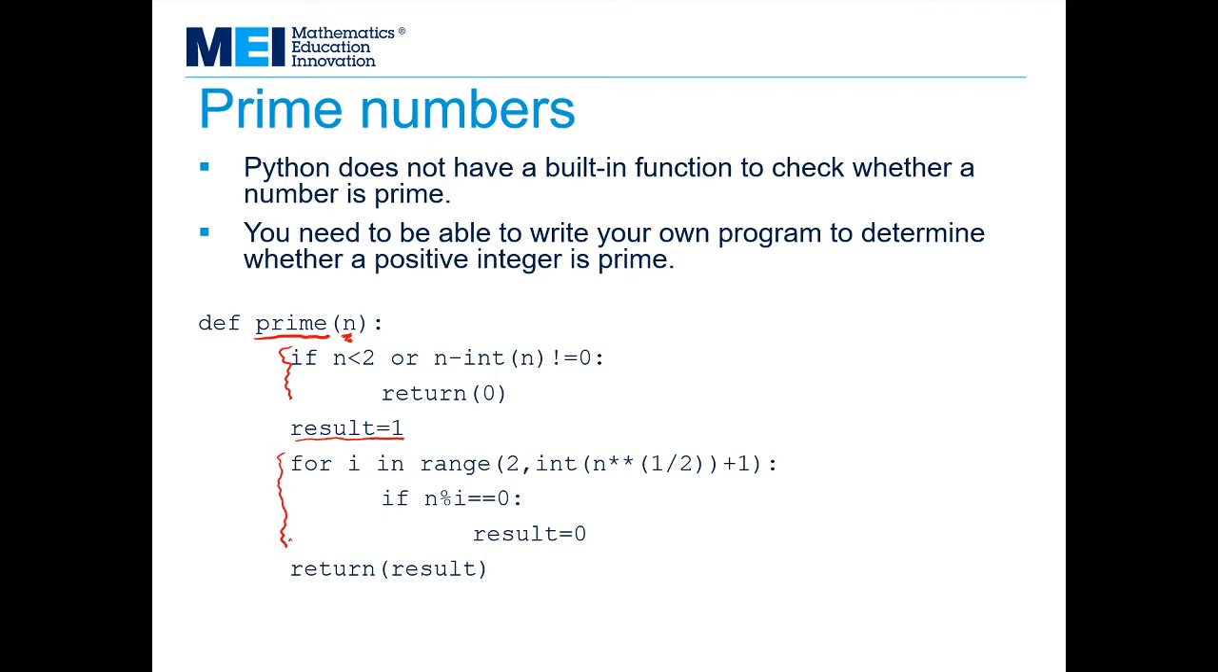If I don't have a prime number, then this bit of code will set the value of result to be equal to 0. But if I do have a prime number, it'll never get to this line of code. Result will stay equal to 1, and then at the end of the program it returns result, so it returns 1 if it's prime and 0 if it's composite. Let's have a look at that in a Python shell window.